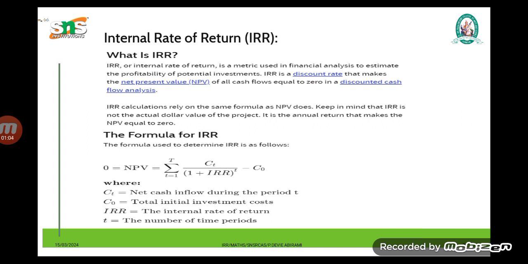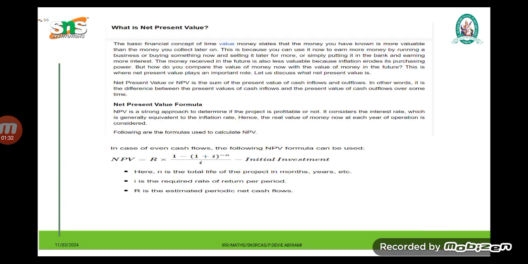My IRR formula is NPV, that is equal to 0, net present value equal to 0, is the sum of the time period from t equal to 1 to T, Ct divided by (1 plus IRR) whole power t, minus C naught, where Ct is the net cash flow during the time period, C naught is the total initial investment, IRR is the internal rate of return, and T is the number of time periods.